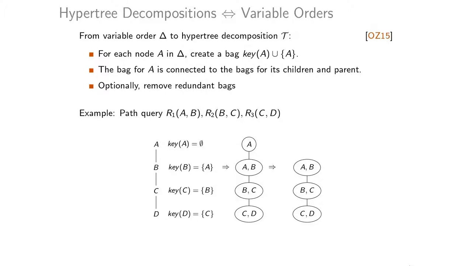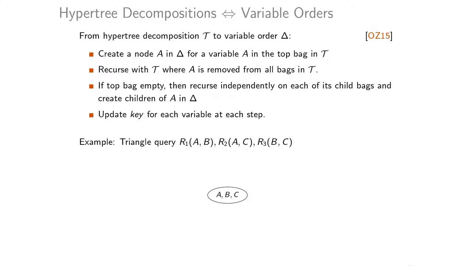Another example is the path query. This is the variable order for the path query. So here we take the key of D and D, which is CD, the key of C and C, which is BC, AB and A. And then we realize that A is actually containing AB. We can drop it, and then we get at the end a hypertree decomposition.